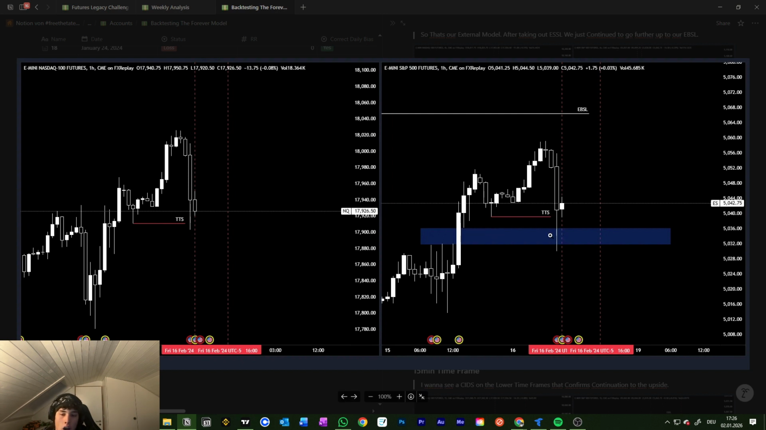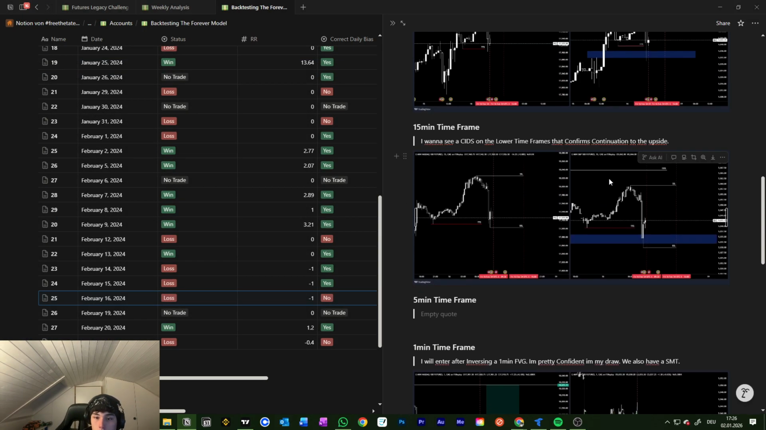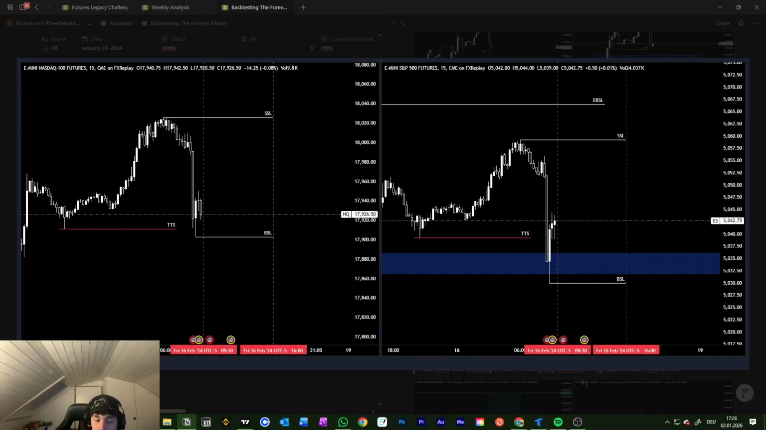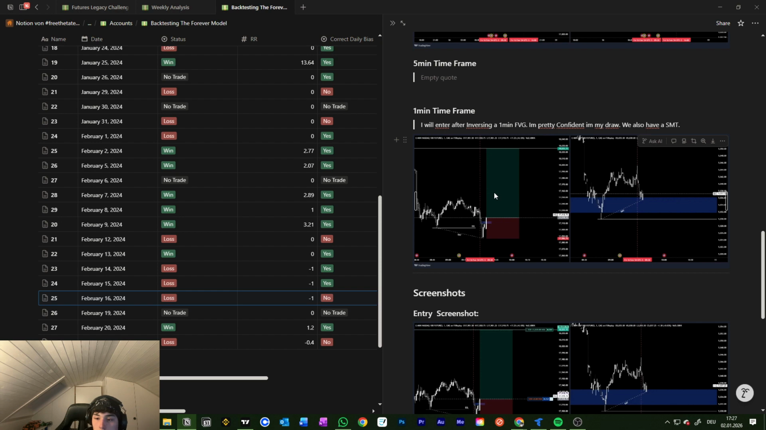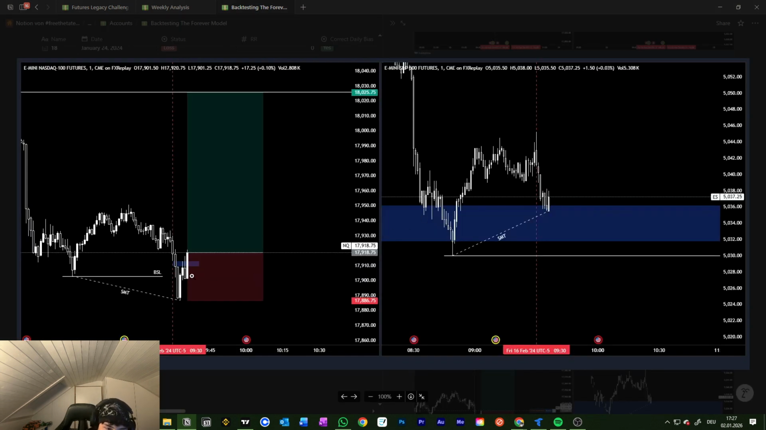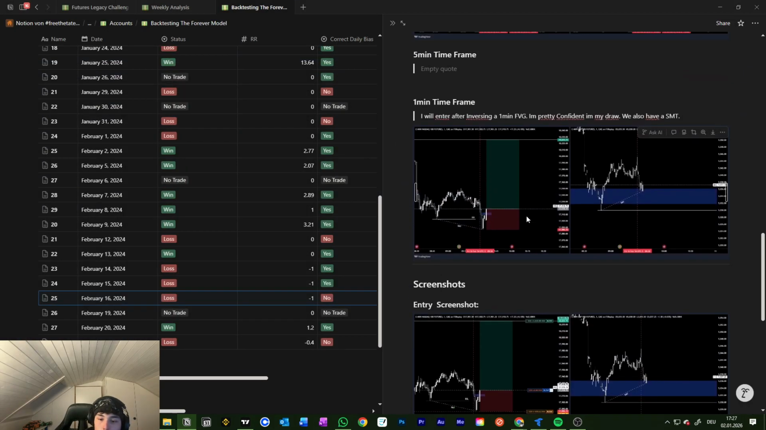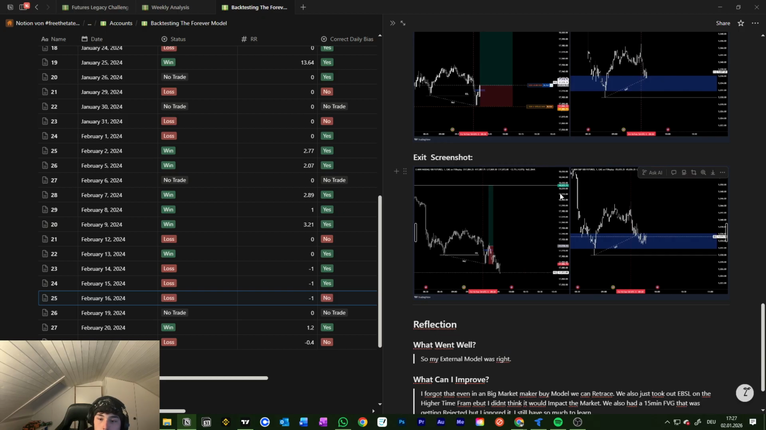1 hour. 1 hour. Oh, what the fuck? 1 hour gets swept. I expect continuation higher to external buy side. I want to see a change in the state, and then I'm eligible to take a long. What happened? Inverse the fair value gap, entering long. I get stopped out.